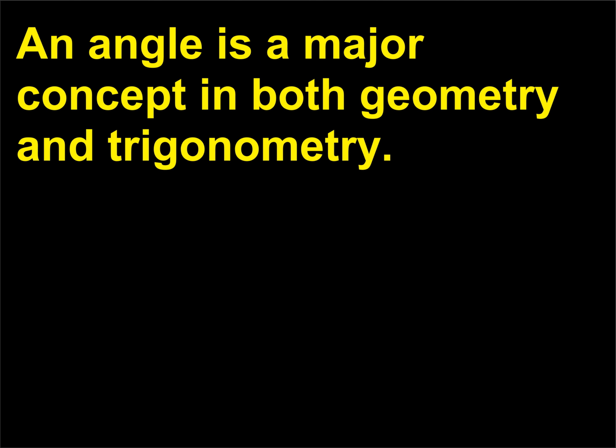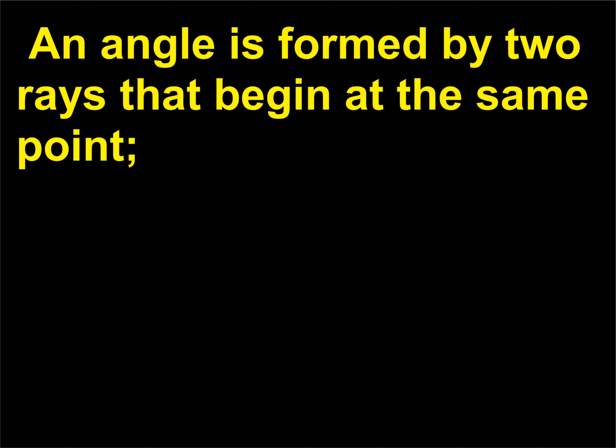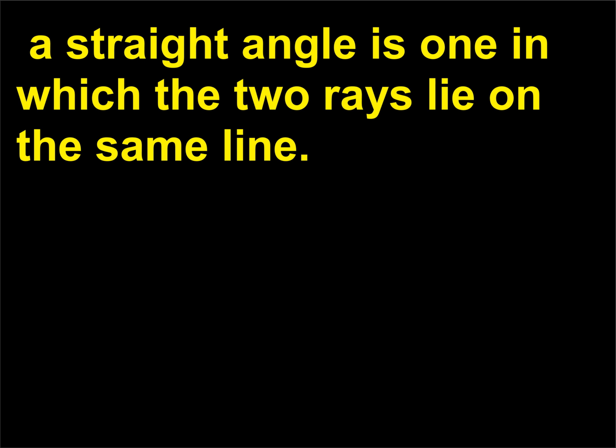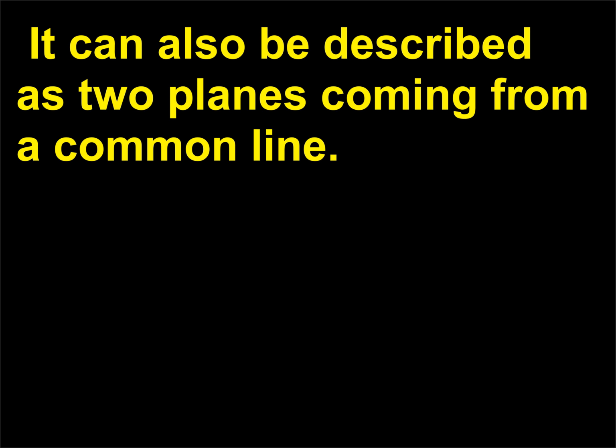An angle is a major concept in both geometry and trigonometry. An angle is formed by two rays that begin at the same point. A straight angle is one in which the two rays lie on the same line. It can also be described as two planes coming from a common line.